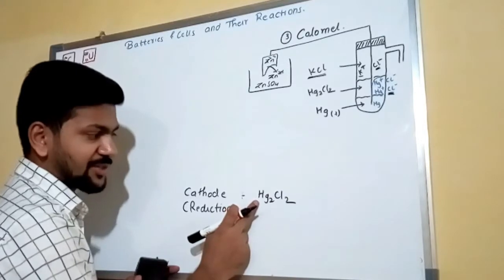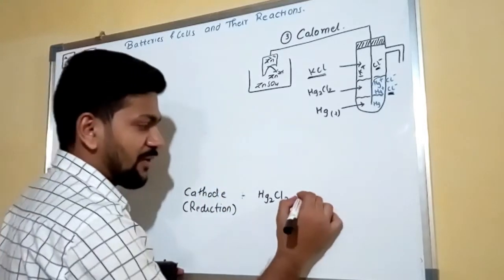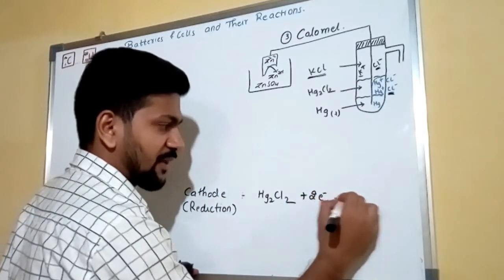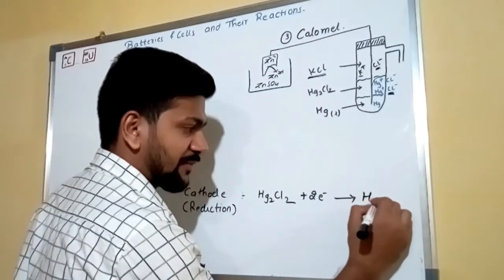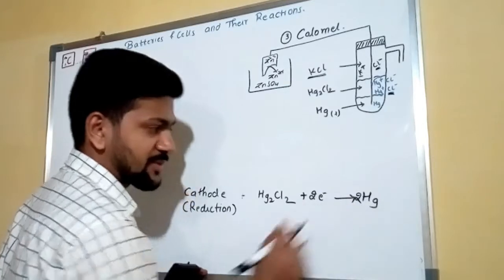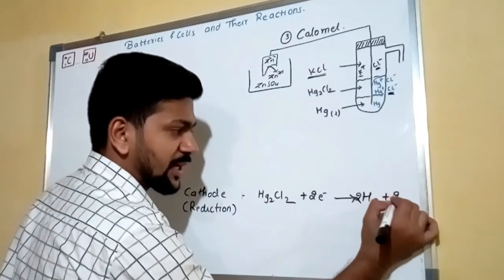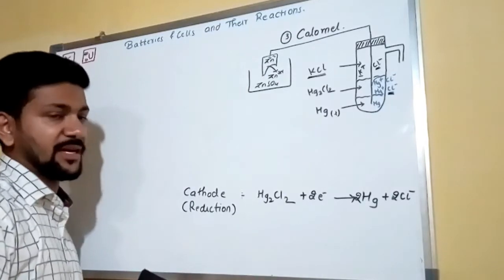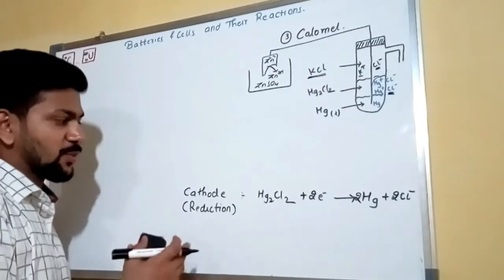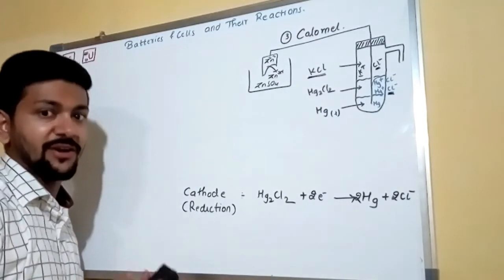Hg2Cl2, where you have your Hg in +1 oxidation state, will be accepting 2 electrons and will get converted into mercury, Hg, with 0 oxidation state, and that too 2 times mercury, leaving behind 2 times Cl minus. Since Cl minus has nothing to do with this reaction, they are just working as spectators. So this will be the reaction at the cathode, or you can say a reduction reaction.